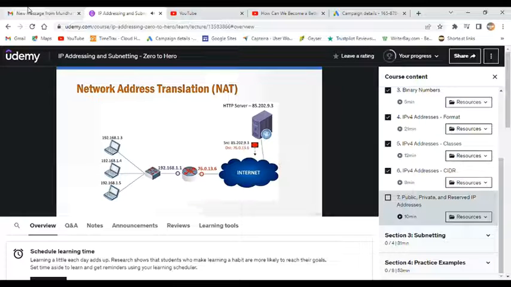So, whoops, I went back. So this is what happens next. Do you see that? The source IP address remains the same, but the destination IP address is changed from the public IP address to the private IP address. And then the router sends the packet back to the original sender, which is the 192.168.1.5 computer.